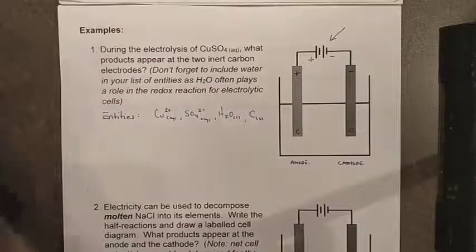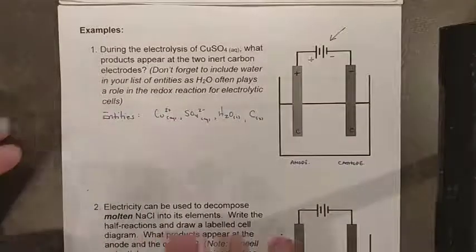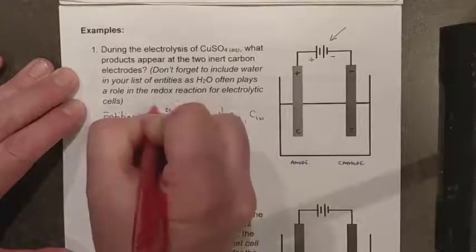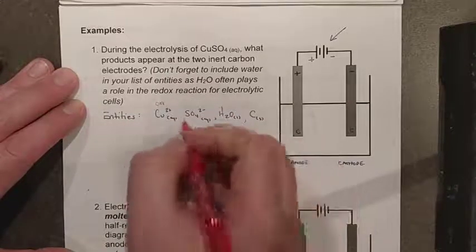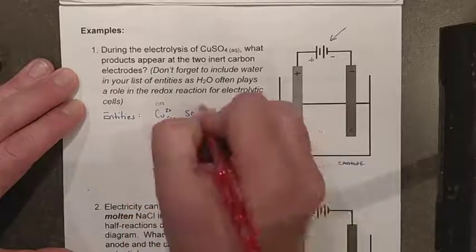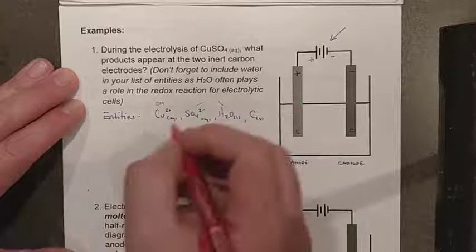Go back to your handy-dandy table and see if you can list all of your OAs and all of your RAs. So for this one, copper 2 plus should be an OA. Sulfate on its own doesn't appear anywhere, but I do see it with water as a potential OA.